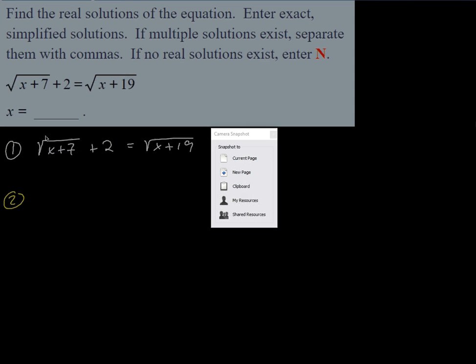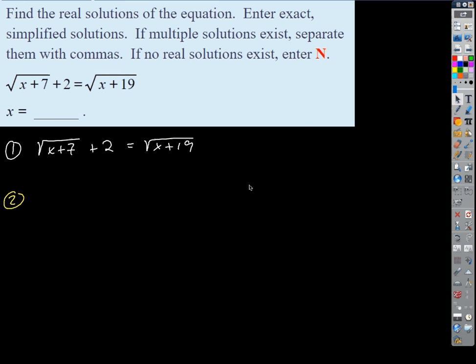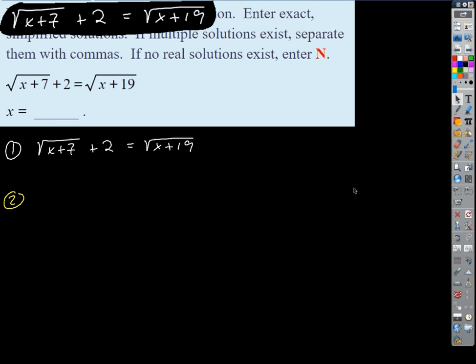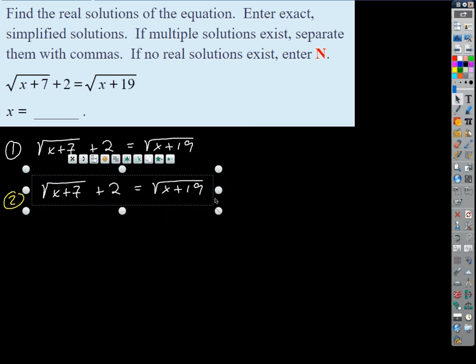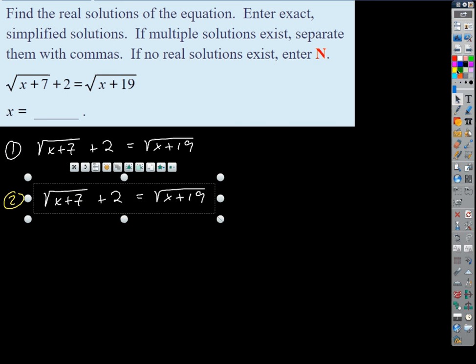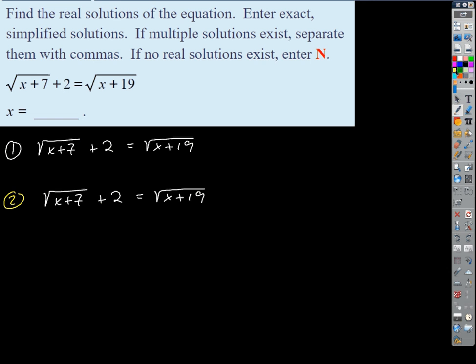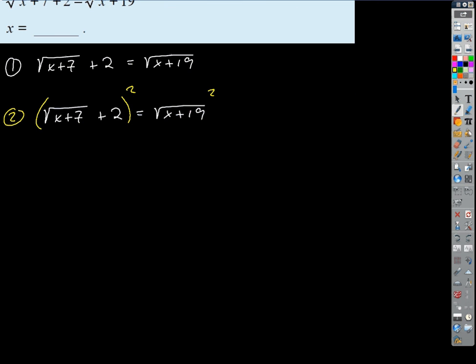There it is. Okay, we're just going to square both sides, but notice when I square both sides, on the left side, there's 2 parts, right? So I'm going to have to put this whole side in parentheses and square it. So what's that going to give us? Well, the right side's easy. On the right side, I'm just going to get x plus 19, right? But on the left side, I'm going to get the square root of x plus 7, plus 2, squared.